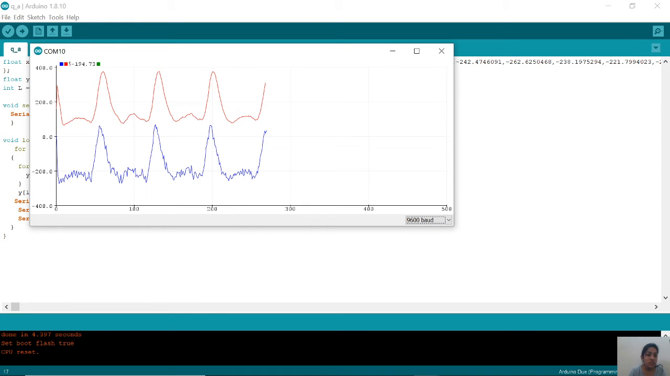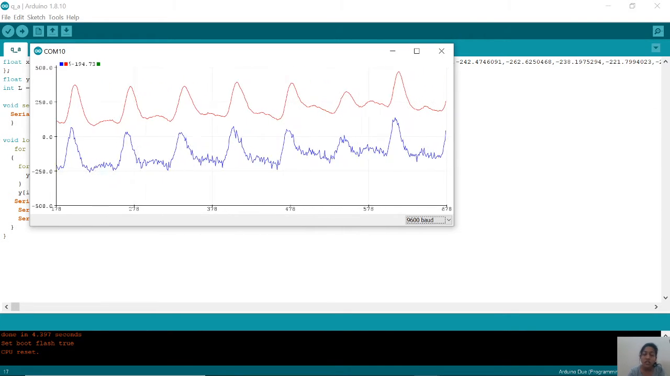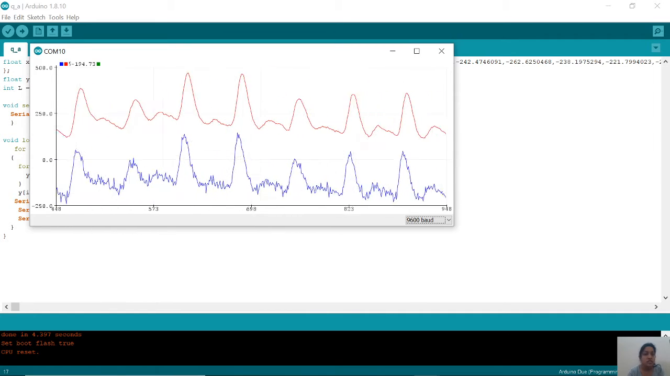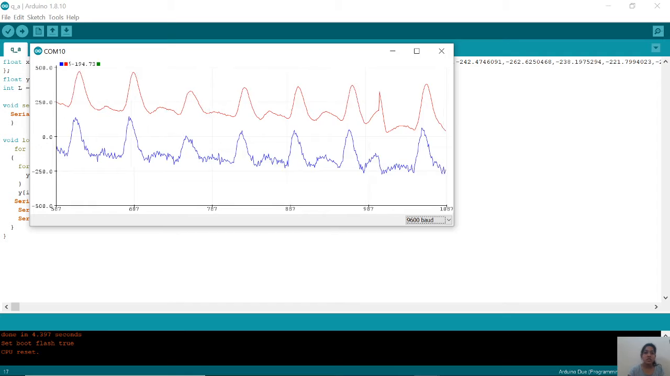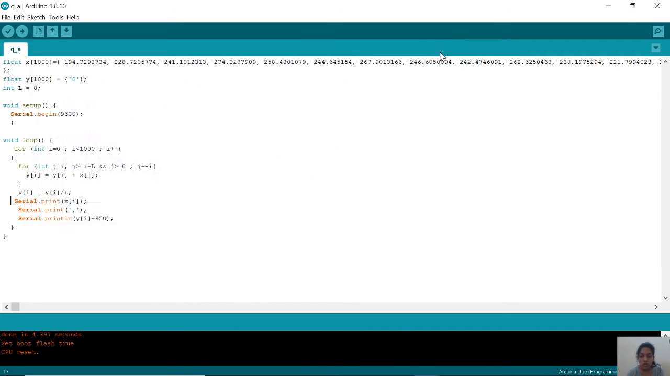So this is the plot of our signal. The blue color indicates x of i, that is the input signal, and the red color indicates the output signal. Here we can see the smoothed components of the signal. So this is basically what this one does. Moving on to the next one.